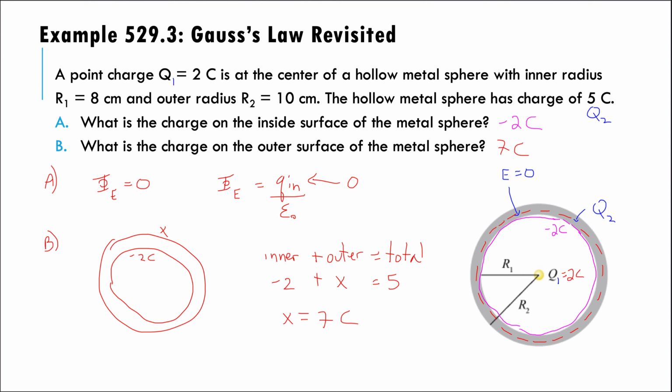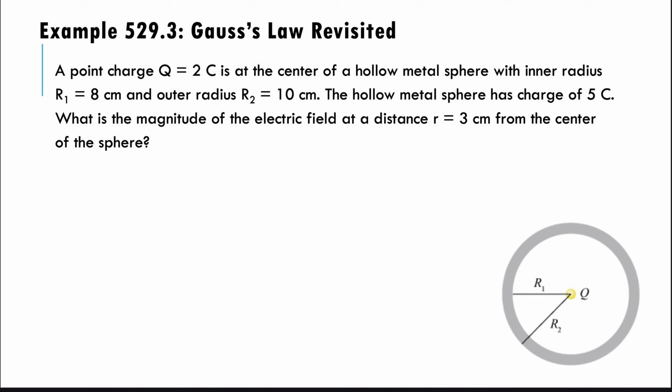Let's take a look at the next 3 parts of this problem. The first 2 parts were asking us about how the charge is going to distribute itself. And then the next parts are going to ask us to find the electric field at different distances from the center. So for this part right here, it says what is going to be the electric field at a distance of r is 3 centimeters. If R1 is 8 centimeters, then r is 3 centimeters, somewhere over here. That's our r. What's the electric field at this point?